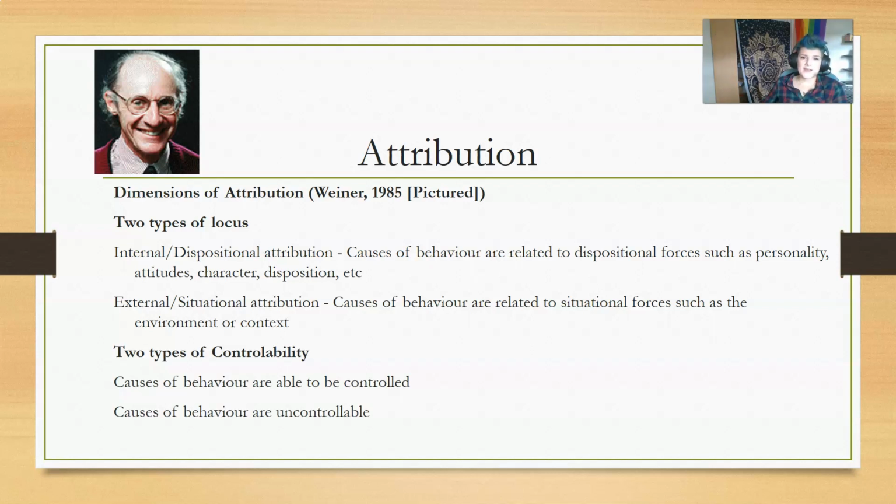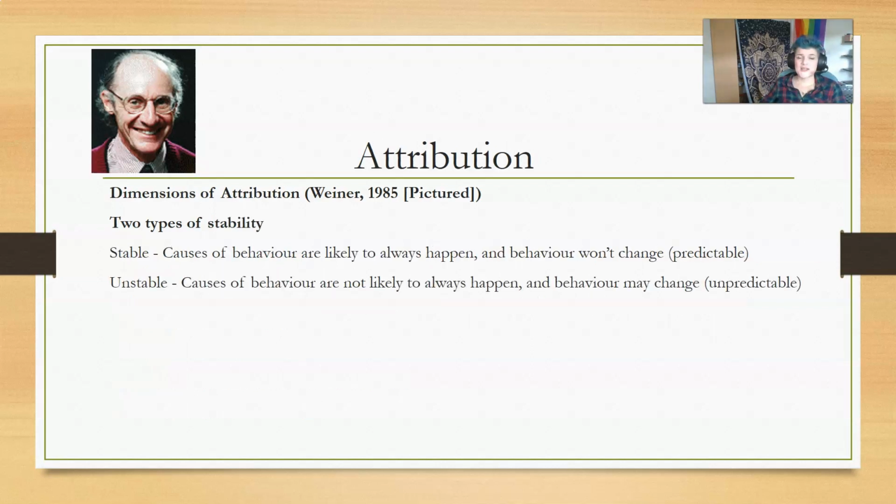Second, we have controllability. Are causes of behaviour able to be controlled, or are causes of behaviour uncontrollable? Now, in this situation, your girlfriend could theoretically control her behaviour, but because the context, the loci of the attribution, is external, it's actually yourself that would have more control over this situation. So whilst, yes, she would have some control over her behaviour, it's the context of the situation that has caused this drink-throwing behaviour. The third dimension of attribution is stability.